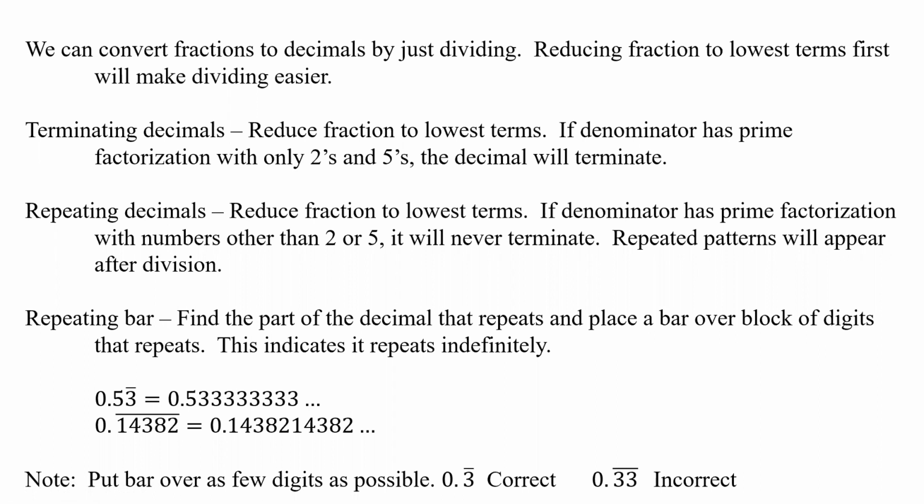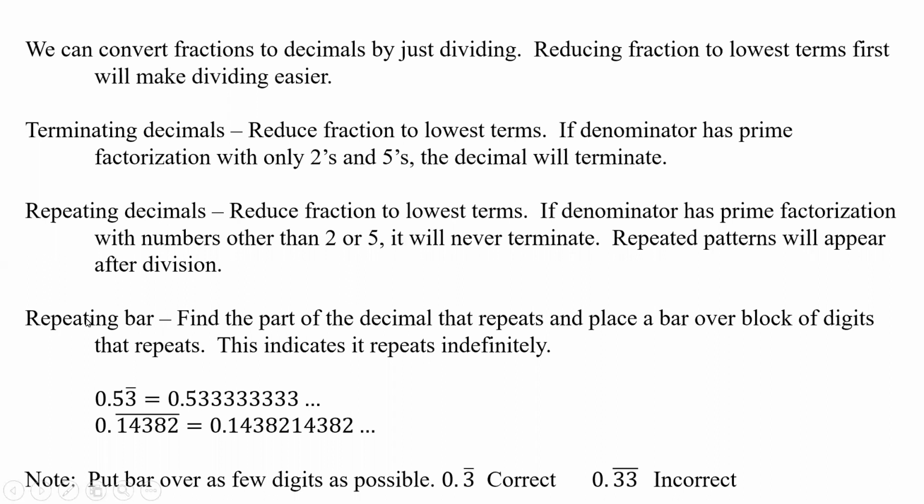But if you have a repeating decimal, what happens is once you reduce it to the lowest terms, the denominator is going to have a prime factorization with numbers other than 2 or 5, usually like 3 or something like that, and that's going to make it so it doesn't terminate. It's going to repeat. So like 2/3, that's going to be 0.666666, repeating on forever and ever. As it says, repeated patterns will appear after you do the division, and it just depends on how far out before it actually repeats.